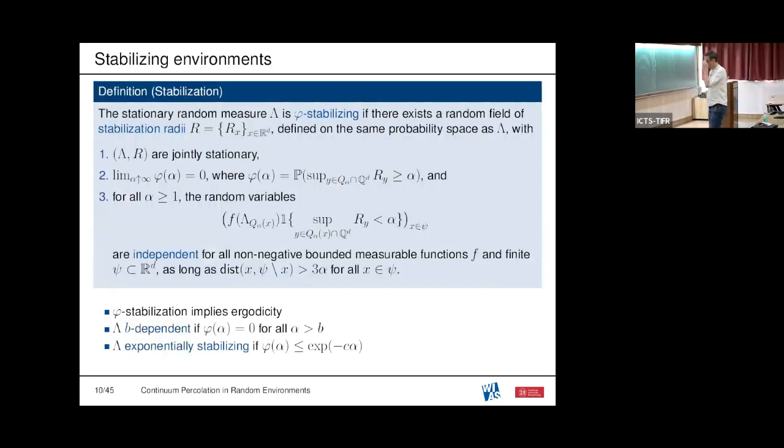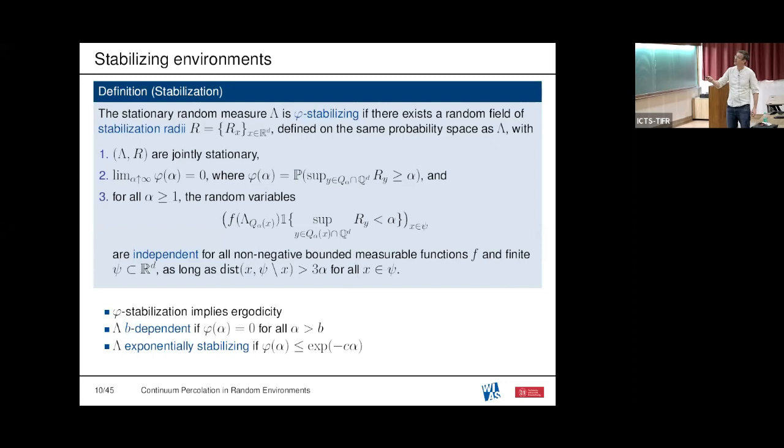All right, so as I said, one has to impose some condition on the environment in order to see non-trivial behavior. And this is the condition of stabilization. This is somehow related to the essential connectivity, that essential R-connectedness that I showed you previously. Again, we consider stabilization radii attached to every point in space, jointly stationary on the same probability space. And with a low probability, these stabilization radii are large in large boxes. So this event comes with high probability.